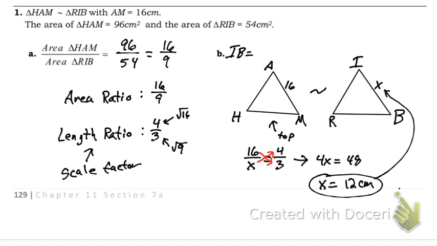So if I'm looking for a length, I have to know the length ratio. If I'm looking for an area, I have to know the area ratio. The thing that links them is that I have to square it. If I have a length ratio, I square it to get my area. If I'm given my area ratio, I have to take the square root to get my length. So that's the link between the two of them, squaring or taking the square root.